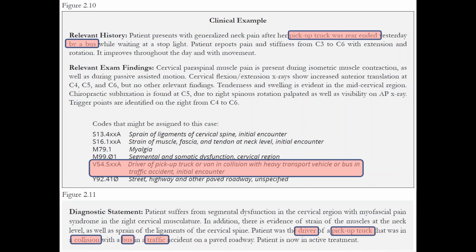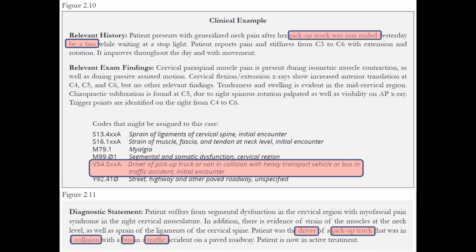And then I put in bus because the code says what they were struck by. There are other codes for being struck by other things, like other vehicles or another truck or, you know, inanimate objects or whatever. And so I went ahead and specified something right from this code description.